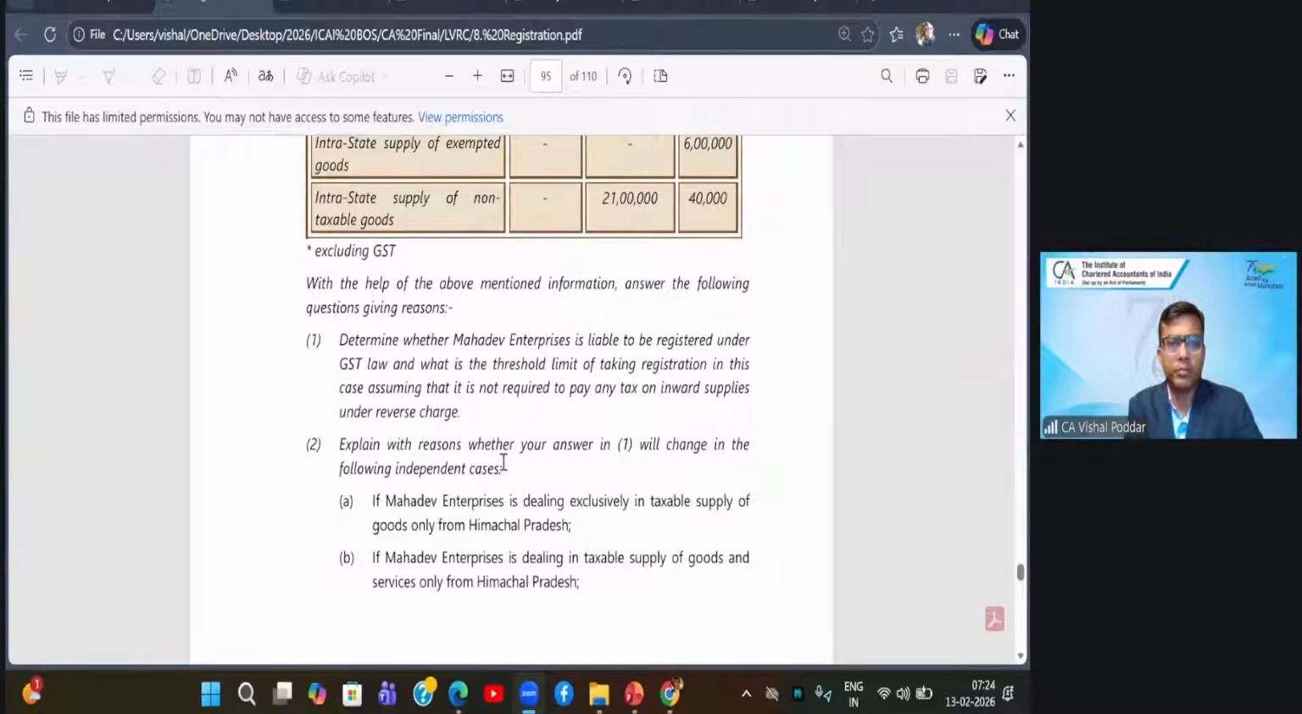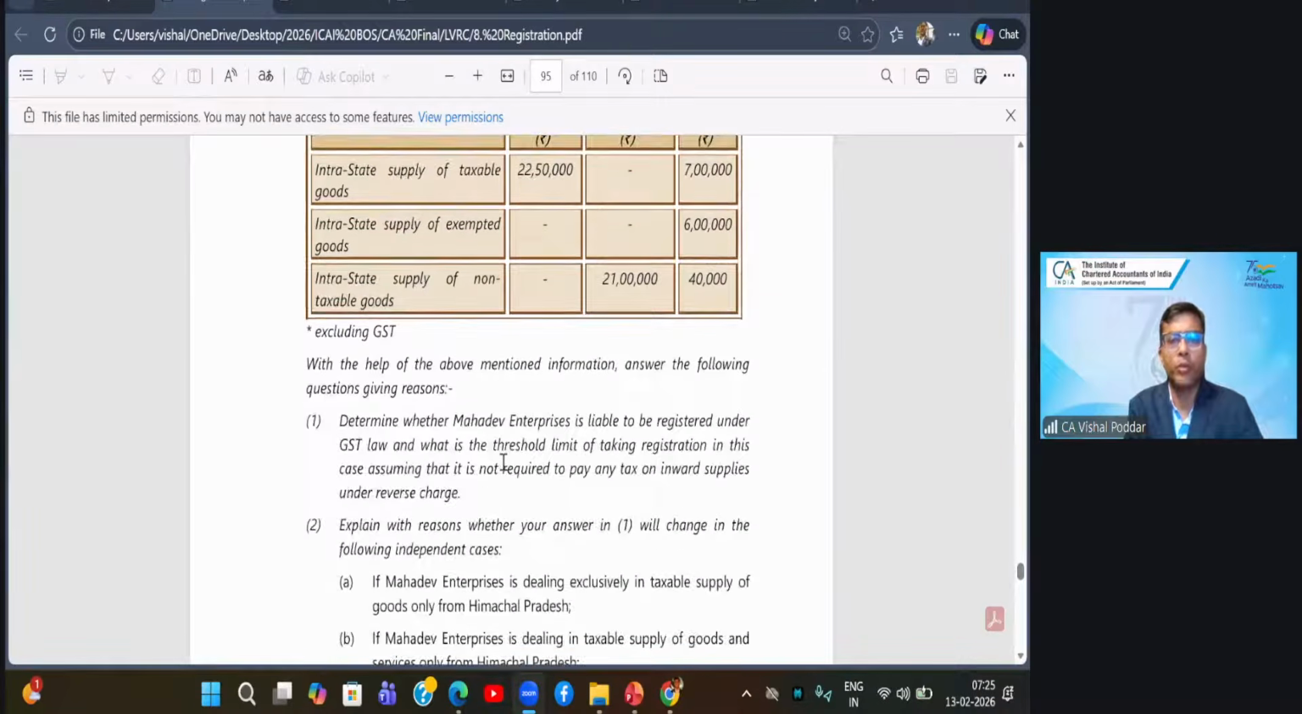With the help of the above mentioned information, answer the following. Determine whether Mahadev Enterprises is liable to register under GST law and what is the threshold limit for taking registration in this case, assuming that it is not required to pay tax on inward supplies under reverse charge. Explain with reason. One second, we'll go one by one.